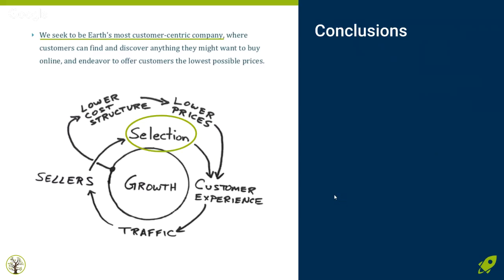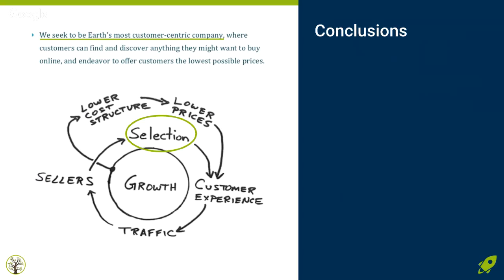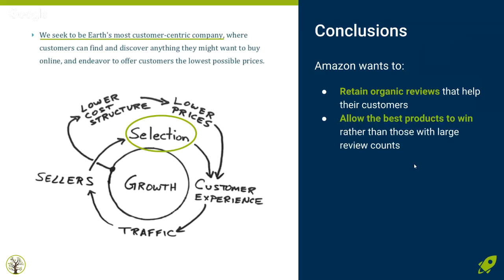But if we have to pull positives out of it, which is what we should do and move forward, the big conclusion I found with this was revisiting Amazon's mission statement and just their little SWOT analysis here. If you look at the beginning of their mission statement, it says, "We seek to be Earth's most customer-centric company." And so overall, from this experience, I took away that Amazon wants to retain organic reviews that help their customers, allow the best products to win rather than those with large review counts. And I think that's good. I think that's the best strategy on this.